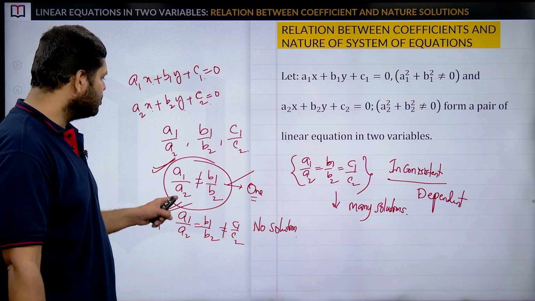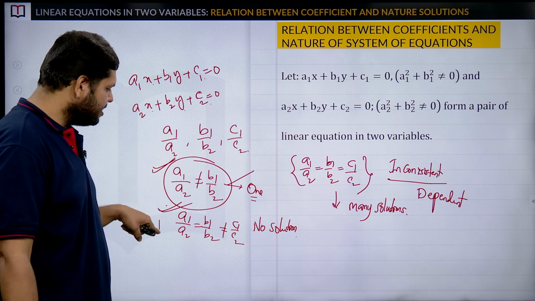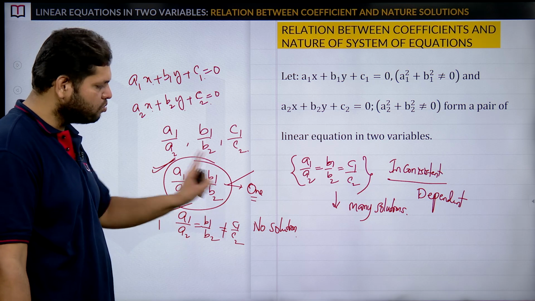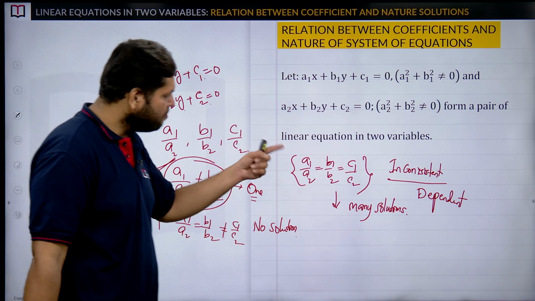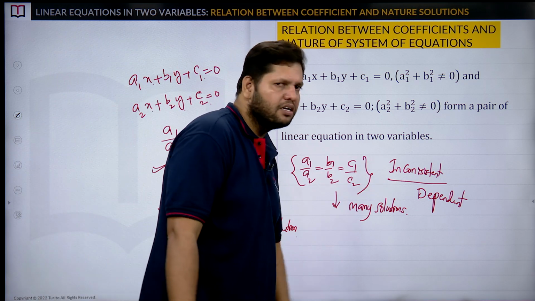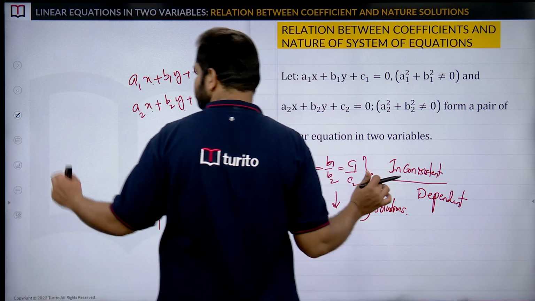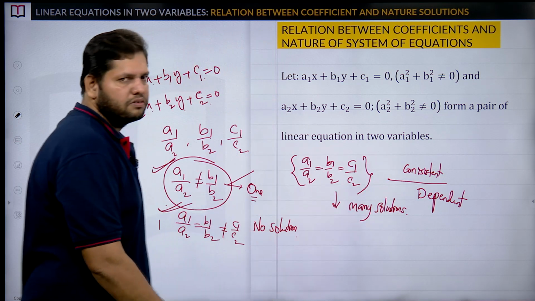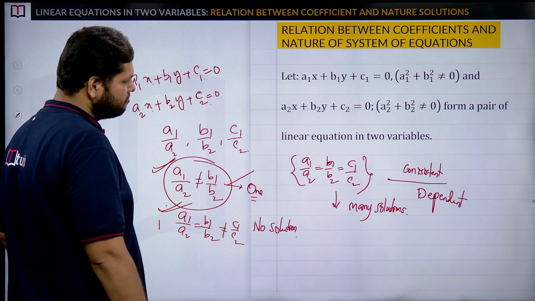In the first one, what, children? A1 by A2 is not equal to B1 by B2 means we will get this one solution. In the second case, A1 by A2 is equal to B1 by B2 but not equal to C1 by C2 means we can say no solution. Here it is called what? Inconsistent. If A1 by A2 equal to B1 by B2 equal to C1 by C2, then what we can say, children? This is consistent, but we can say dependent solution.